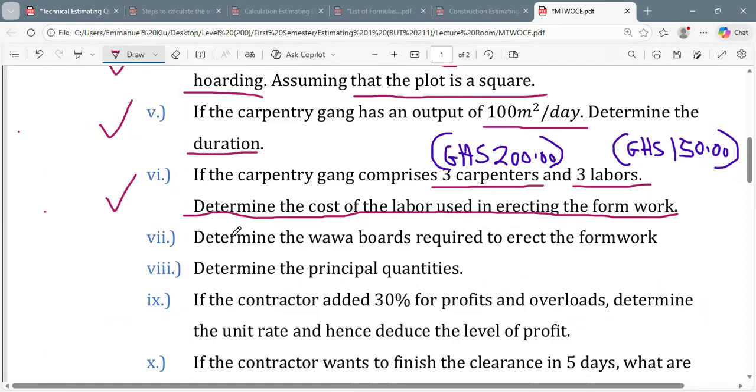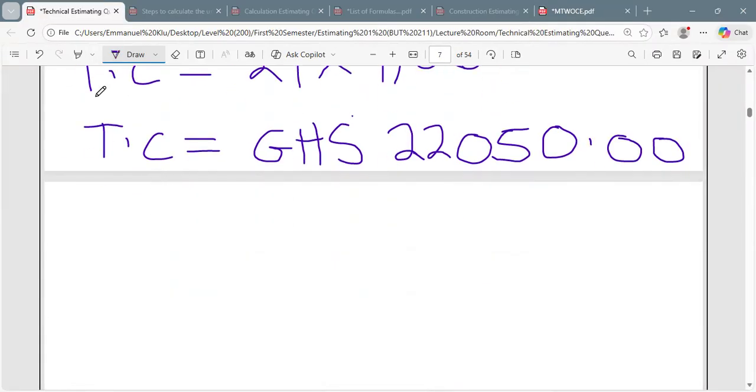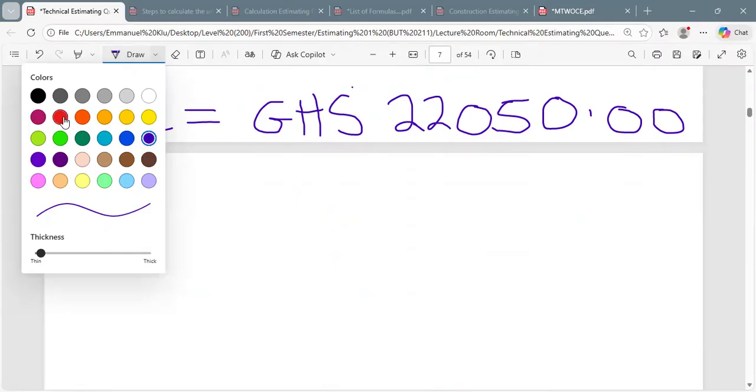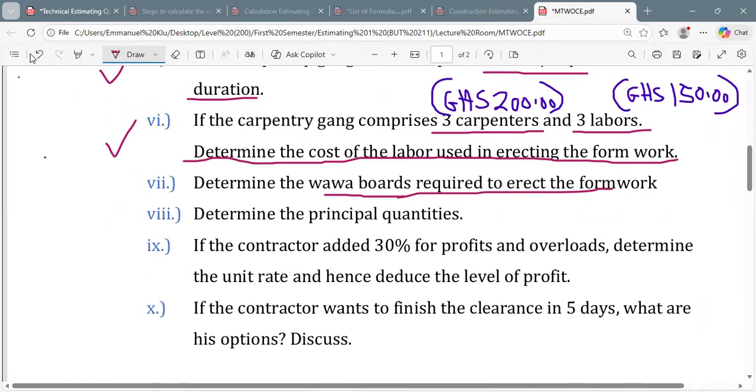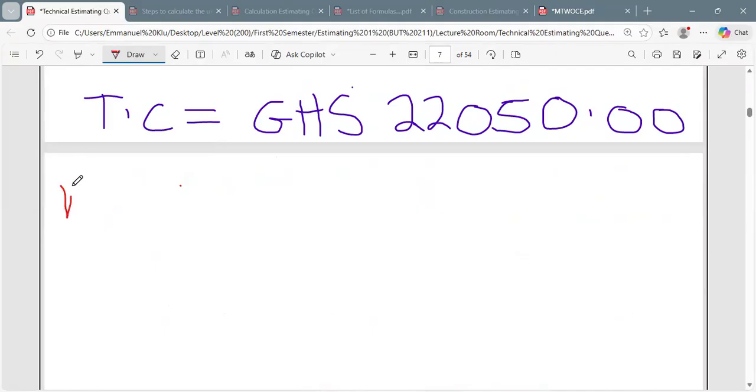Okay. So this one says determine the Wawa board required to erect the form work. So this is talking about numbers. Determine the number of Wawa board required. We are on a different section now. We are on VII. So this becomes our VII.